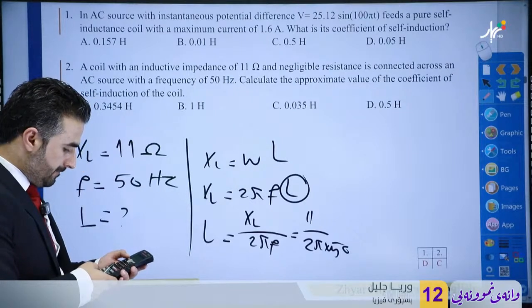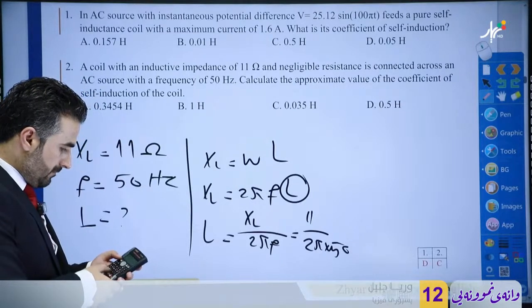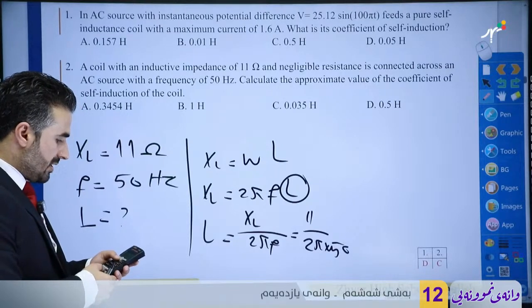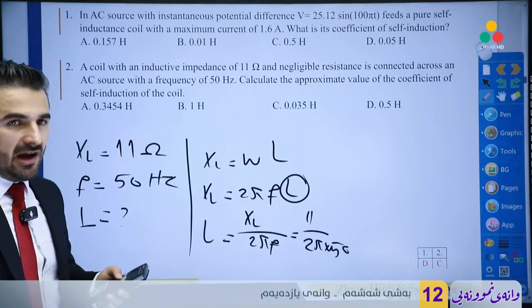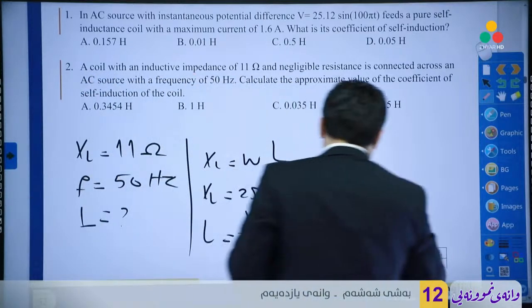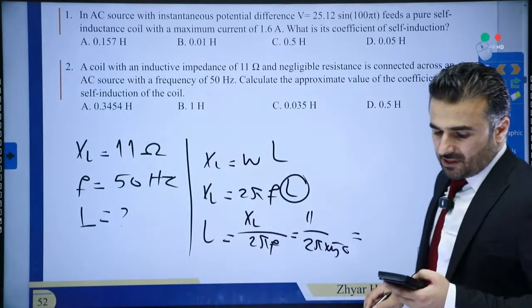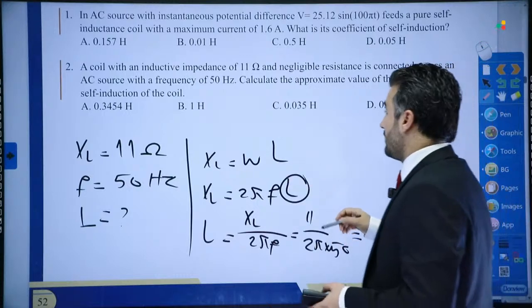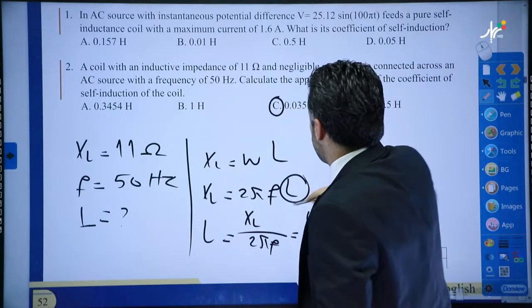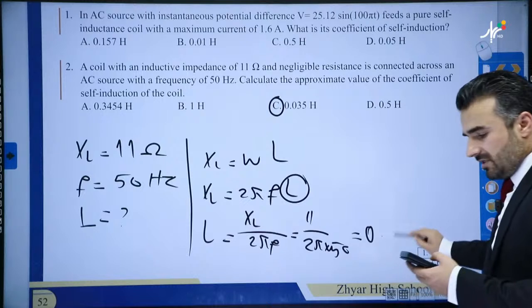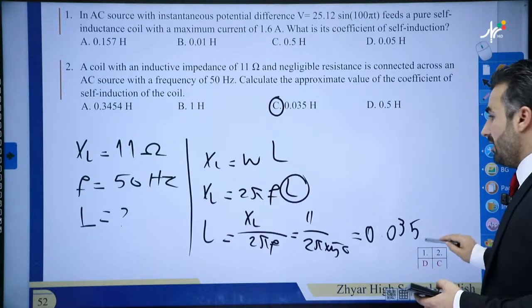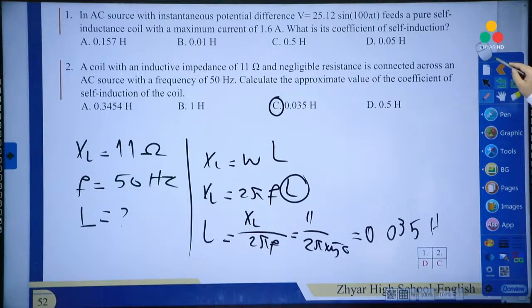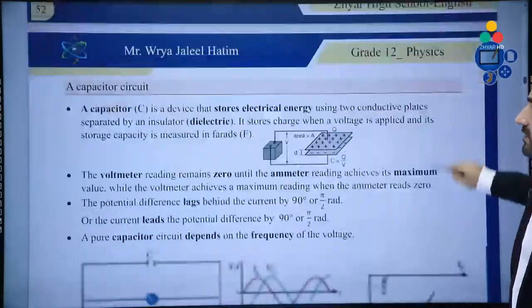11 divided by 100 pi, which is going to be 0.035. We can round it up to 0.04, but since we have the exact number here, we're not going to round it up. So of course the answer is going to be C here, because the answer is going to be 0.035, and of course that is in Henry. Okay, and this is how you can do this one too.